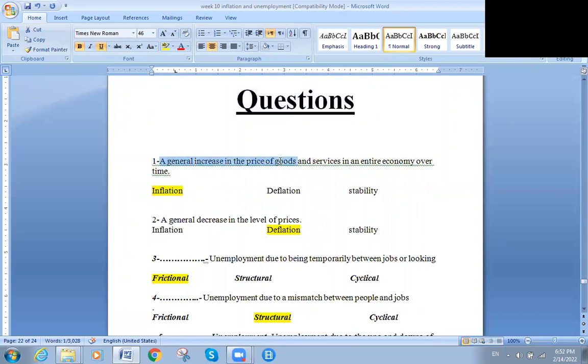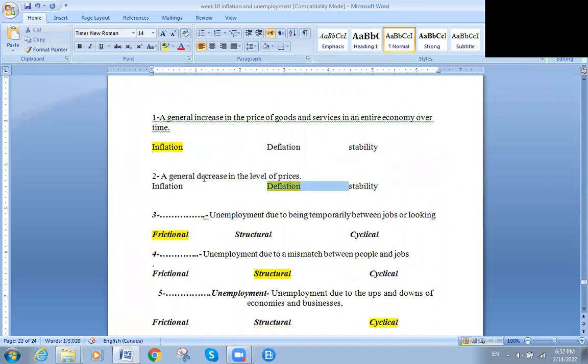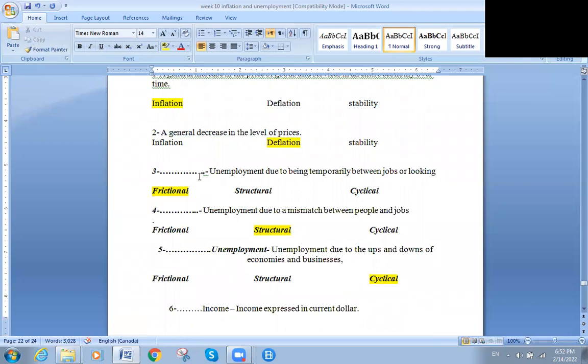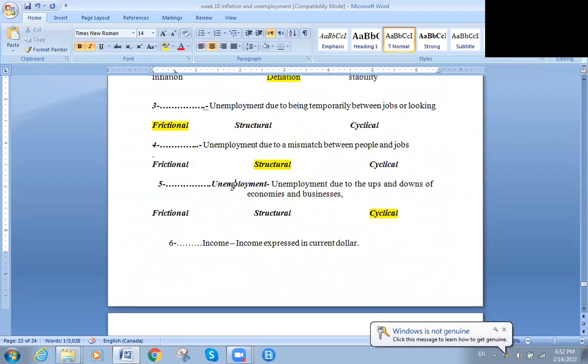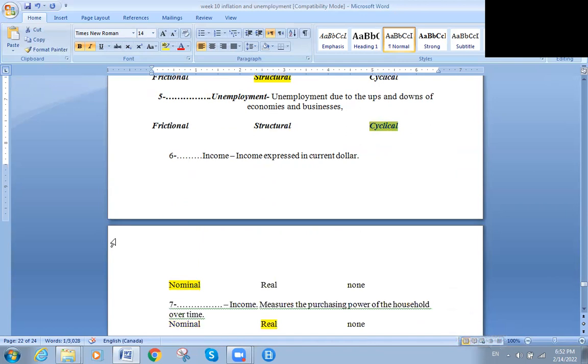A general increase in the price of goods and services in an entire economy, what do we call it? Inflation, deflation or stability? Of course, it's inflation. A general decrease in the level of prices is deflation. Unemployment due to being temporarily between jobs, we said this is frictional unemployment. Unemployment due to a mismatch between people and jobs is structural unemployment. Unemployment due to the ups and downs of the economy, we said this is cyclical.